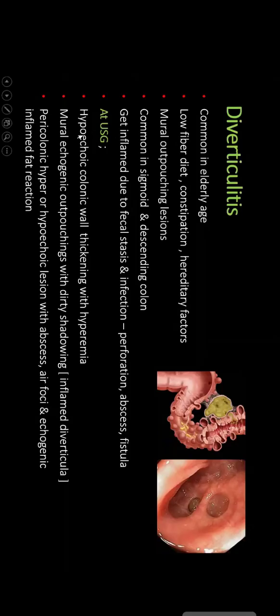On ultrasound, there is hypoechoic colonic wall thickening with hyperemia in the affected segment. There is always wall thickening present. There are mural echogenic outpouchings. Diverticula are seen as mural outpouching lesions with dirty shadowing because of the fecal matter. If there is inflammation, there is marked fat reaction around. Pericolonic hyper or hypoechoic lesion with abscess, air foci, and echogenic inflamed fat reaction. So these are ultrasound features.